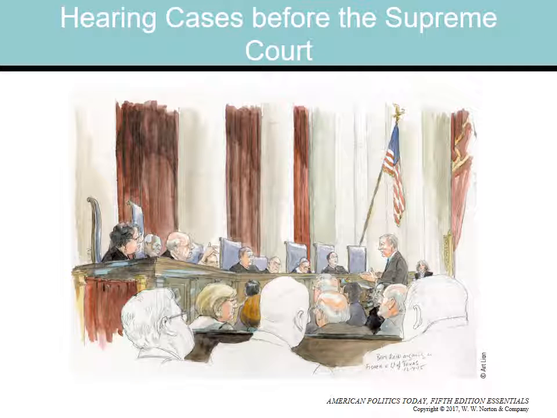Cameras are not allowed in the Supreme Court, so artist sketches are the only images of oral arguments. Depicted here is the oral argument in the 2016 case concerning the affirmative action policy of the University of Texas at Austin, which is Fisher versus Texas.